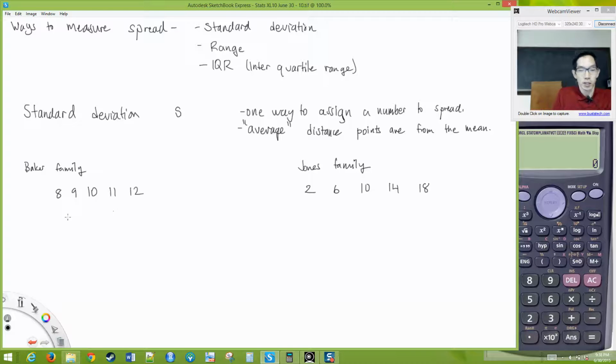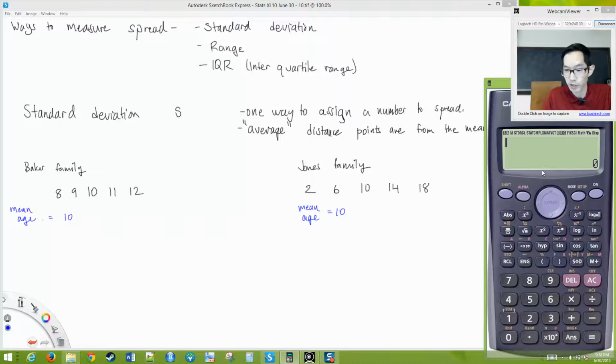So what is the average age in the Baker family? Average age is what? 10, right? So let me write mean age. The mean age is 10. Okay, so in both families, the mean age, and you can do this yourself, you can add them all up and divide by 5. The mean age is 10, and over here, the mean age is also 10. Okay? So I do 8 plus 9 plus 10 plus 11 plus 12, divide by 5, and I get the mean age to be 10. Okay?